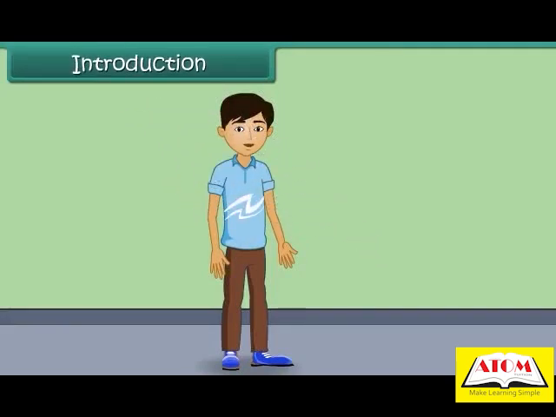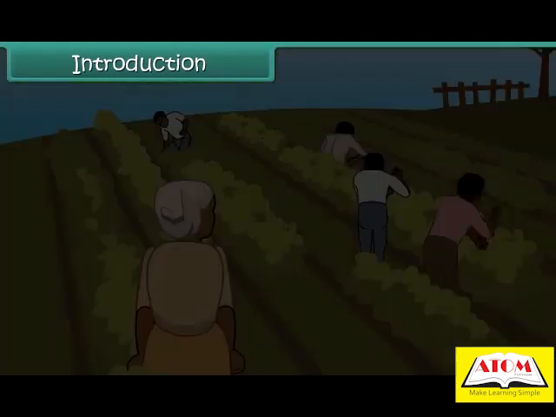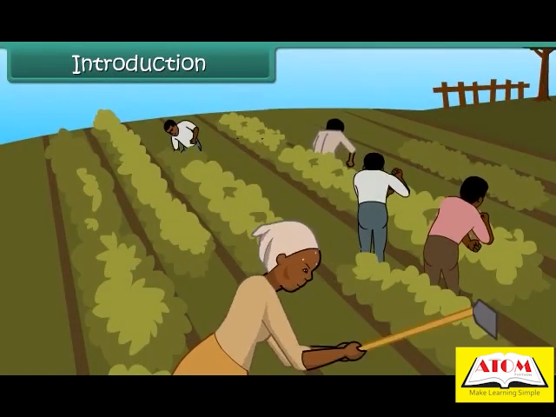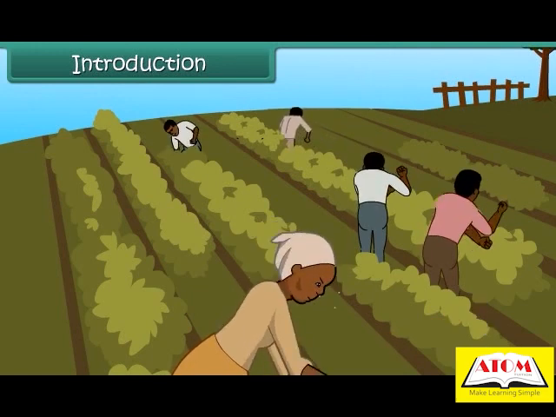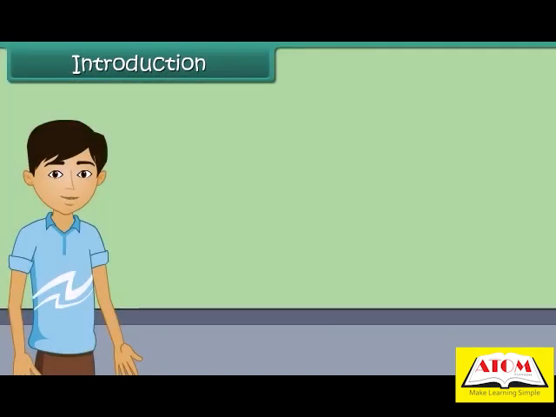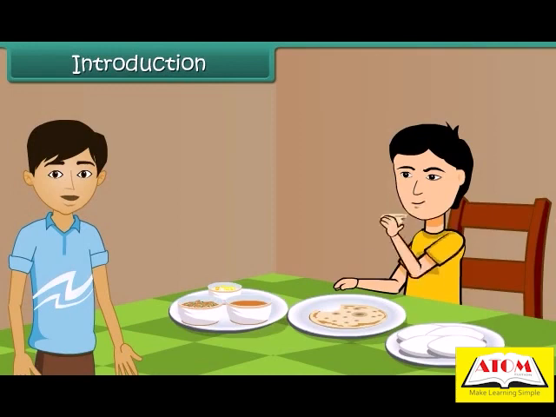Dear friends, you must have seen farmers working in paddy fields. They work for all day long. But have you ever wondered where they get that energy to do their work with full enthusiasm? Actually, like us, they also get this energy from the food that they eat.